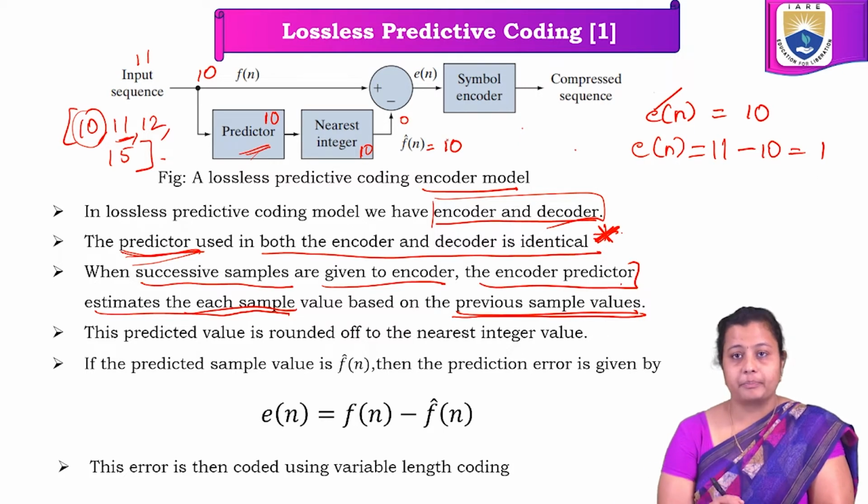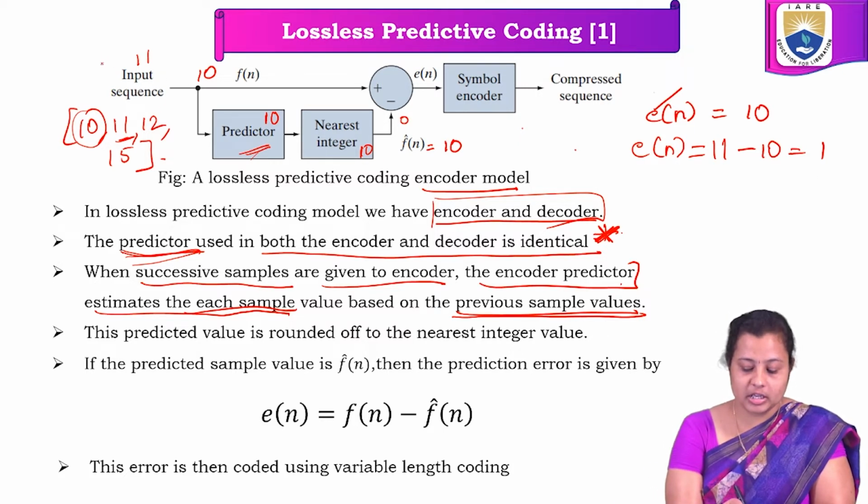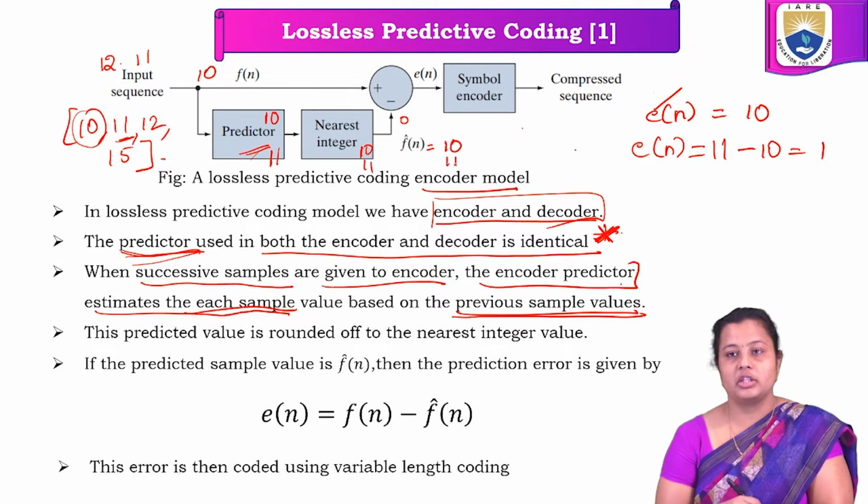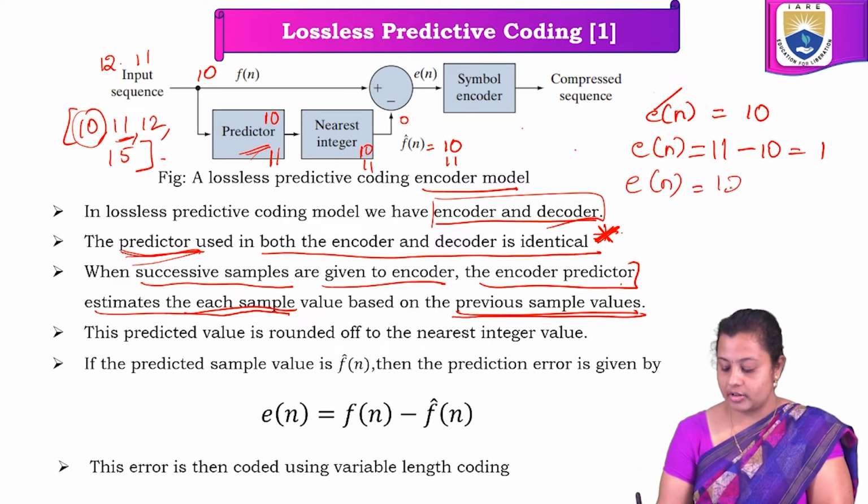Now let's come back. The next sequence is 12. Right? So based on my previous pixels, I had 10, 10, 11. So the predictor now will probably predict 11. Rounding off to the nearest integer, 11. So now this f cap of n is 11. So now what will be the error? The actual value is 12, the predicted value is 11. So this error will be 1. Right? So it will go on.